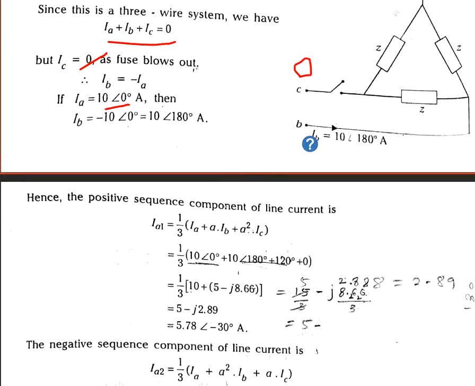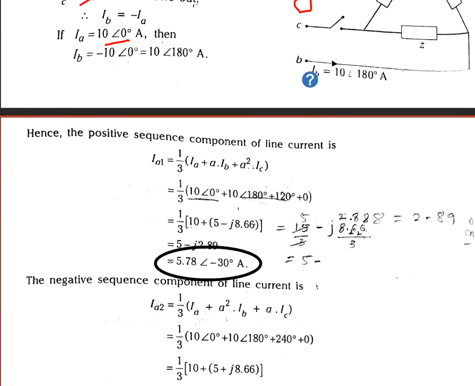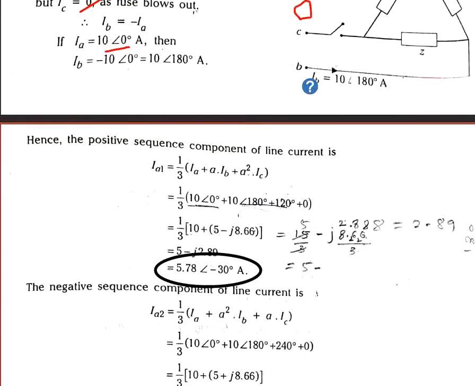5.77 at an angle minus 29.30. It's almost the correct answer. Yes, now this is IA1. Now similarly find IA2. This value is 0.